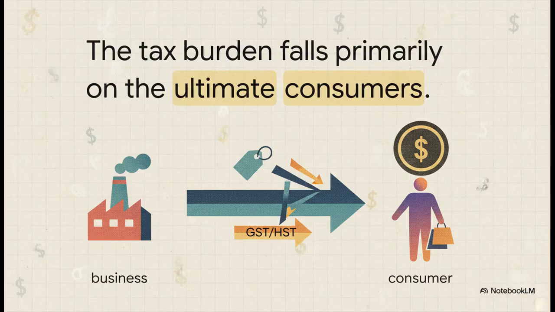And that leads us to a really fundamental principle of this whole system. Even though businesses are the ones handling the money and filing the returns, the real economic weight, the actual cost of the tax, is designed to land on the final consumer. That's the person at the very end of the supply chain who is actually using the product or service.